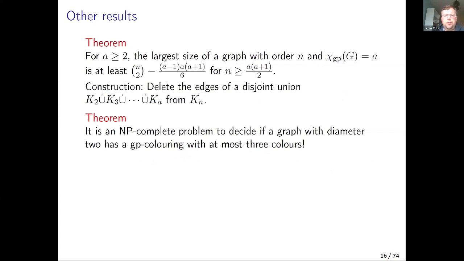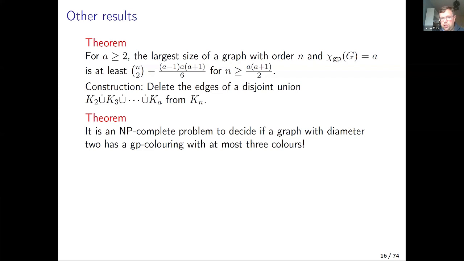Okay, some other results. What about in terms of size? The largest size, that is number of edges, of a graph with order n and GP chromatic number A is at least n choose 2 minus this cubic in A for n large enough. And the construction works by deleting a disjoint union of cliques, one of order 2, one of order 3, up to order A. And it's not difficult to confirm that you can do that with A colors. I don't know if this is best possible, and it would be very interesting to find out if it is. But the lesson is that you can have, asymptotically speaking, almost all edges present in a graph with given GP chromatic number.